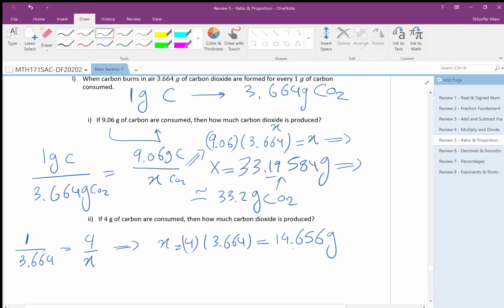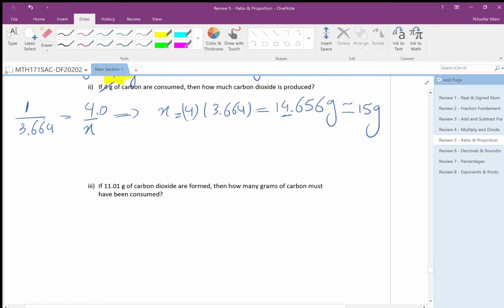Okay, and here this one must be, yes, I can see in the note it must be this one. So 4.0. Mathematically, in terms of number, 4.0 and 4 are the same, but not scientifically, not in terms of significant digits. So I round to the least significant digit, which is just 2. So it is almost 15 gram. Don't forget the sentence.